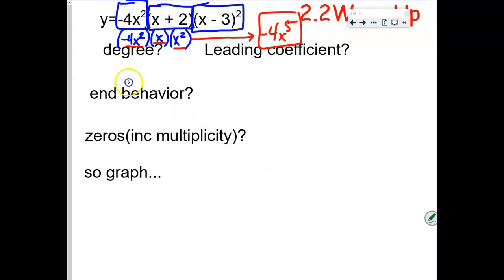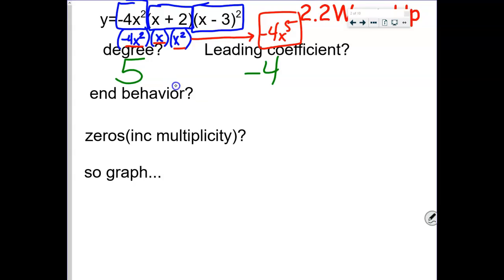What is the degree? 5. What is the leading coefficient? Negative 4. It doesn't ask this, but I'm going to ask it anyways. How many possible zeros do we have? 5. And then how many turning points could it have? Good. One less than that. Very good. All right. End behavior.